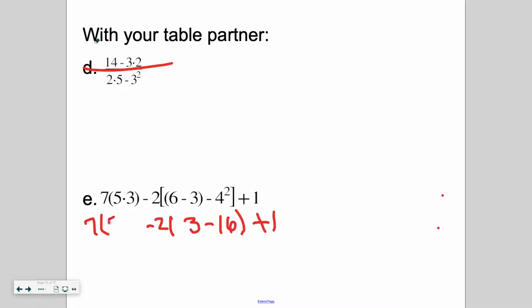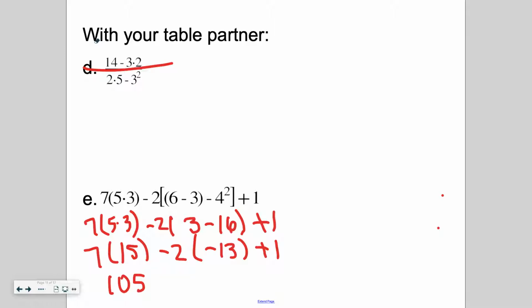7 times 5 minus 3. Okay. So then we do the 3 minus the 16. So 7. I'm also going to do the 15 here too. Minus 2 times negative 13 plus 1. So then I go and I do my multiplication. So 7 times 15 is 105. Is that what I saw on your piece of paper? And then negative 2 times negative 13 is going to be a positive 26 plus 1. And then if you add all that up, that gives you 132.